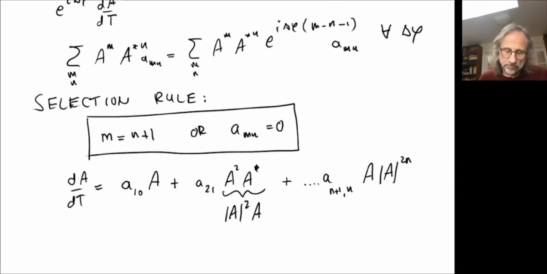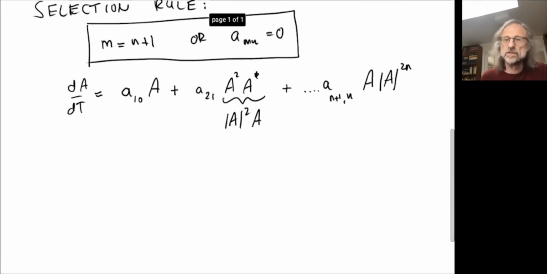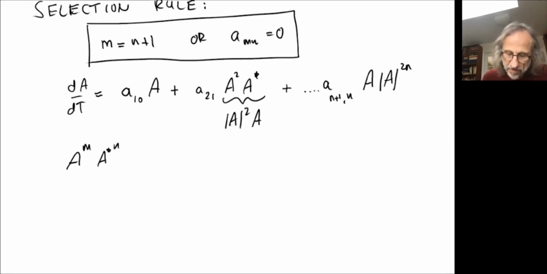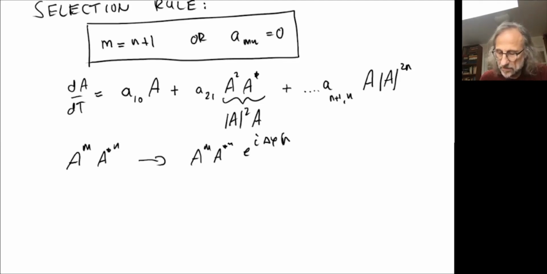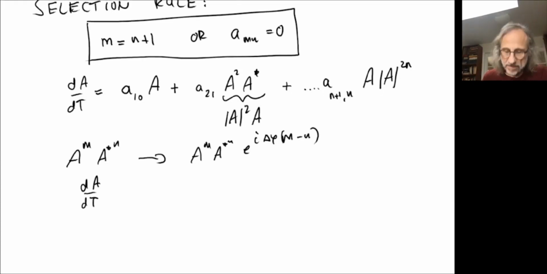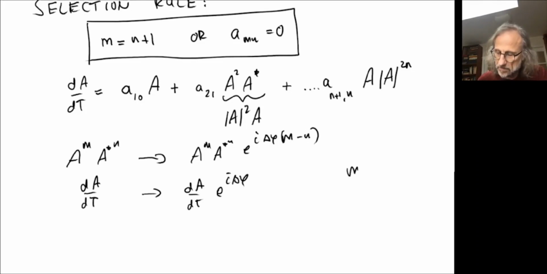You can think of it, well, it's not really much different, but it's sometimes nicer to say that the action that we have induces, if we have a term A to the m, A star to the n in our equation, then the action of that is, of course, A to the m, A star to the n times e to the i delta phi (m minus n). And we need to have that all terms in the equation transform the same way. And so since the equation always has a dA by dt, which goes to dA by dt times e to the i delta phi, we will have that m minus n has to be equal to 1, right? And so that's what we just came up with. But one can sort of directly just say these guys transform like that. Okay, good. So we now have strongly restricted the terms that can show up.